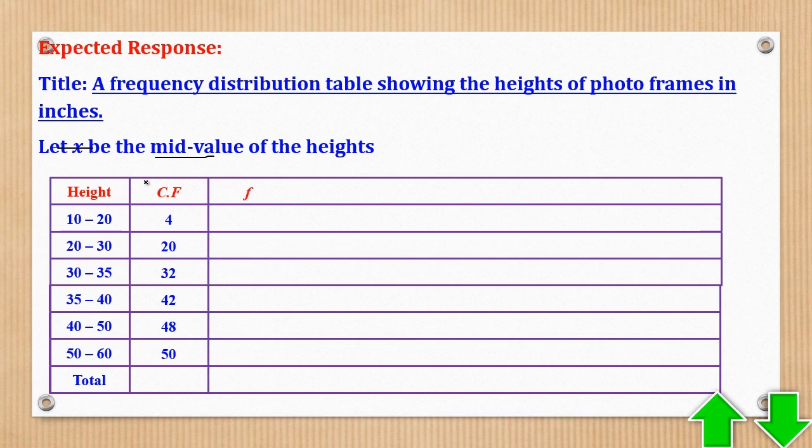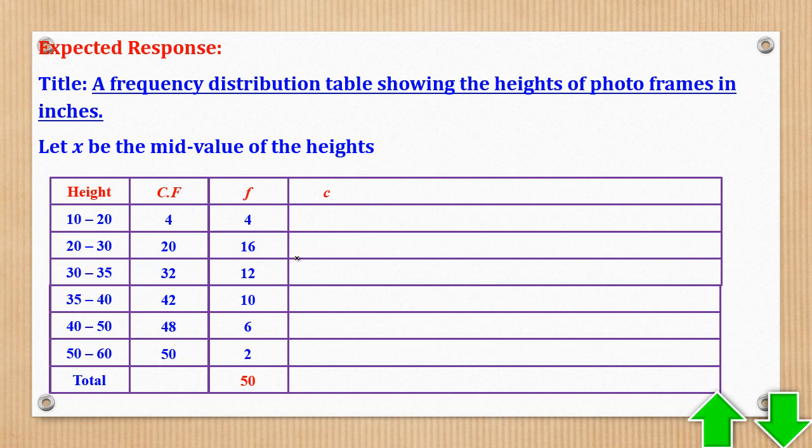Then now we can get the frequency. Frequency, first write this. Then from there we shall say this minus this gives you 16. This minus this gives you 12. This minus this gives you 10. This minus this gives you 6. And this minus this gives you 2. Then we need to get the total of all this, which is 50.